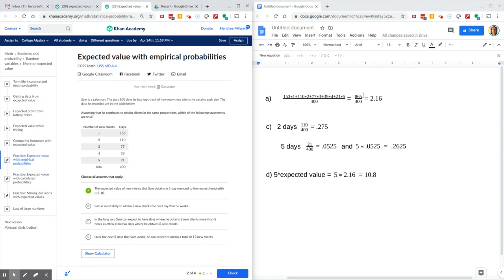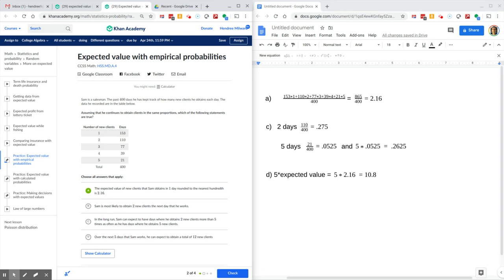The total of the numerator is going to be 865, and we divide that by 400. We get approximately 2.16. That's not equal, it should be approximately, but that's rounded to the nearest hundredth. So we're going to say yes on A. Okay, now we just have to go and see if the second statement's true.